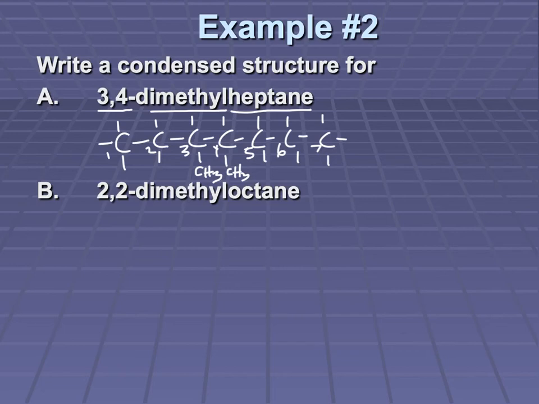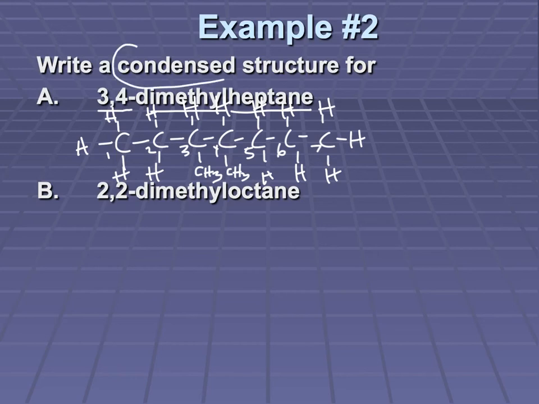Then everything else here is going to have a hydrogen attached to it. These are all my hydrogens. You can draw out the hydrogens if you like. I usually don't, just because I already know that they are hydrogens. This is called the structural formula, where you see all the bonds drawn out. So this is the structural formula.